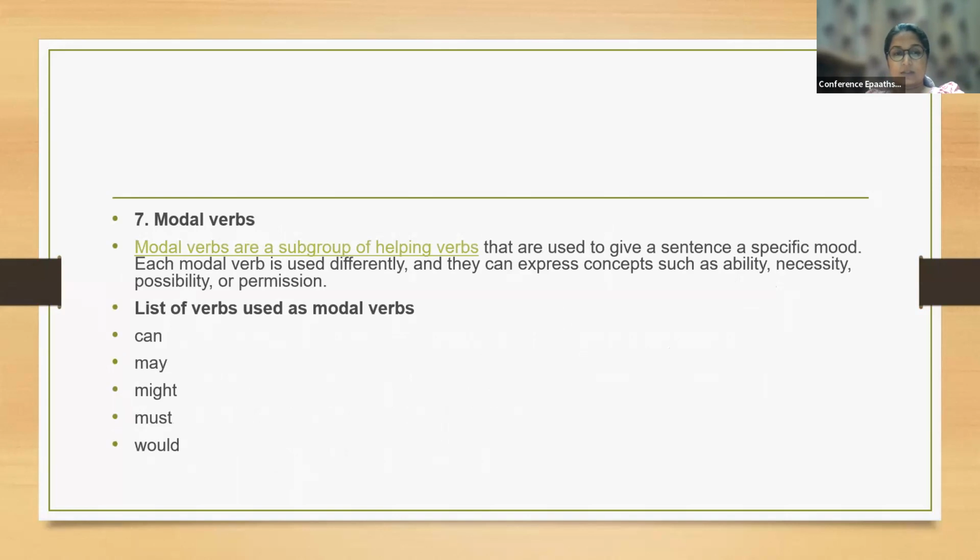Now modals. Modals are a subgroup of helping verbs. They can be used in a specific mood. They can express ability, necessity, possibility, permission, order, etc. Like can, may, might, must, would. These are kind of helping verbs. These are called modals.